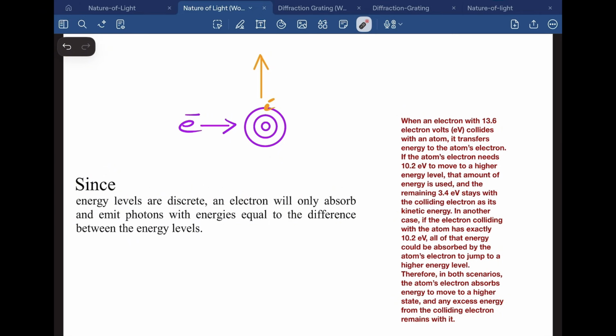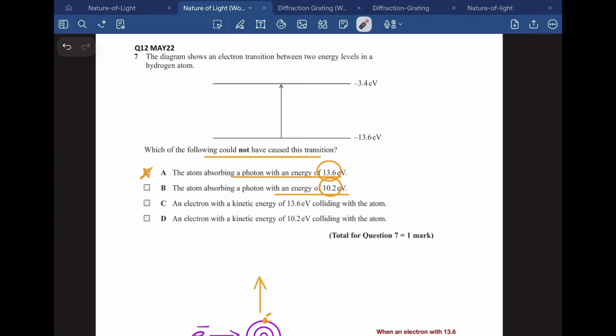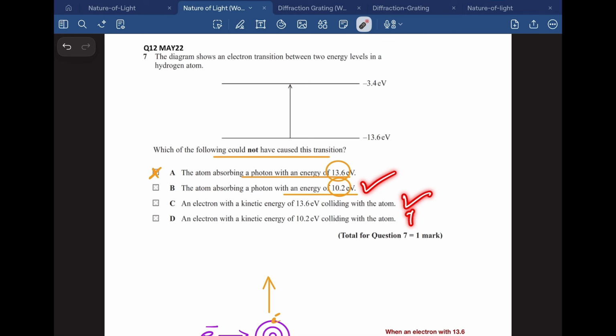So this is a very important concept that you must master. All of them are actually correct except the first one. That one was the wrong answer, and they have asked which could not have caused this transition. This type of "not" question is very important to watch for in the exam paper.